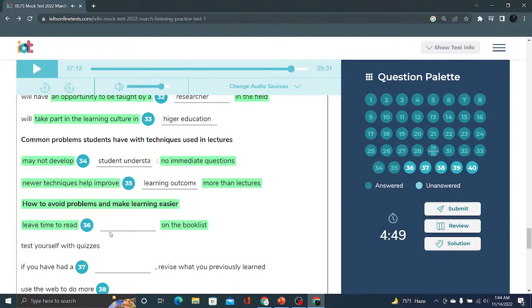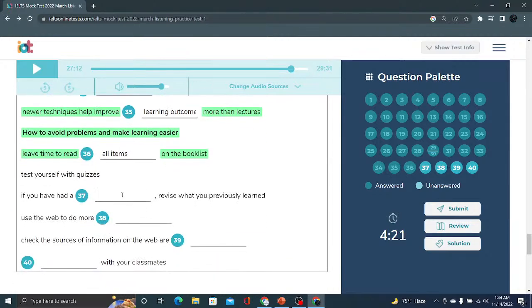Okay, he was saying that don't just throw it away or forget about it. Make sure you leave enough time to go through all items. That means read. Go through means read. So the answer would be all items.